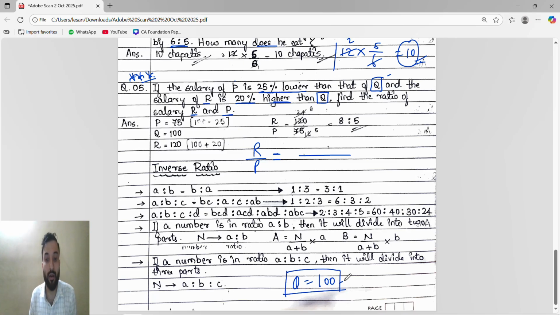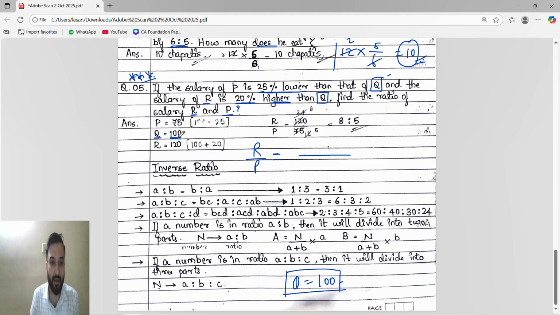So Q I will assume as 100. Why will I assume it as 100? The reason is they are talking in percentage. Percentage means 100, so I will assume Q as 100. So what you have to do? You have to write down this question first and then write down these values. So these values, first we'll understand.